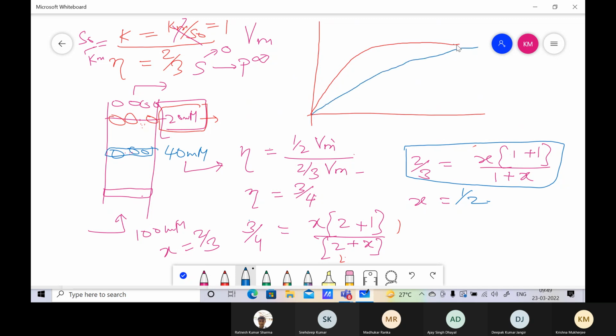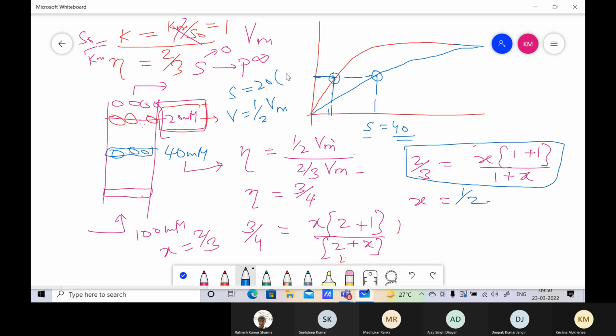Why has this Km fallen from 20 to 40? So notice that at S equal to 40, your reaction rate is half. The reason it is half is because at S equal to 40, the enzyme concentration that this fellow sees is this much. That is why you get a reaction rate at 20. The enzyme works at 20. It gives V equal to half of V max at S equal to 20.